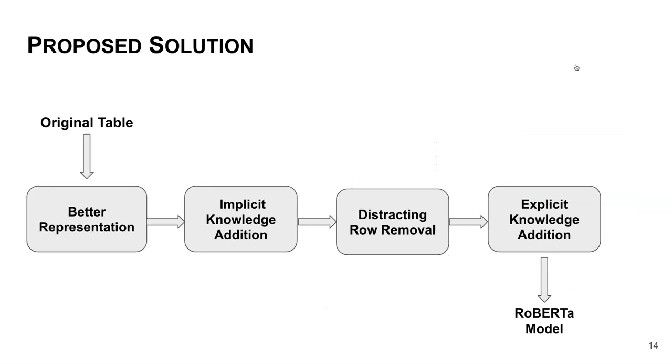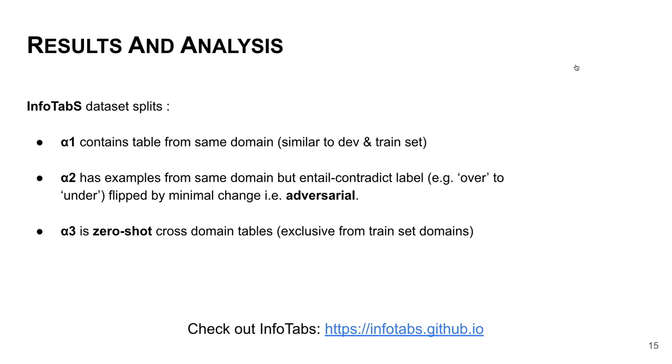So the overall approach is: we are given an original table, we get a better paragraph representation, we use pre-training for implicit knowledge addition, we only keep relevant rows and remove distracting rows, we also add information about the keys which is explicit knowledge addition, and then we give this as a whole as a premise hypothesis pair to a standard RoBERTa model.